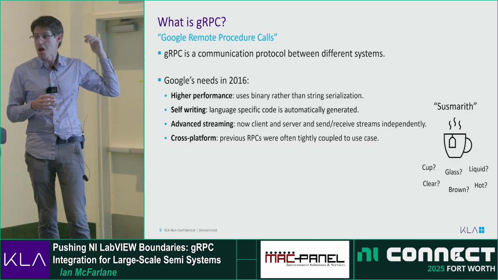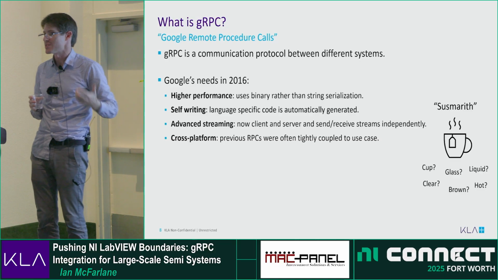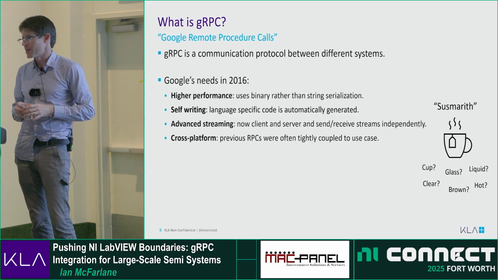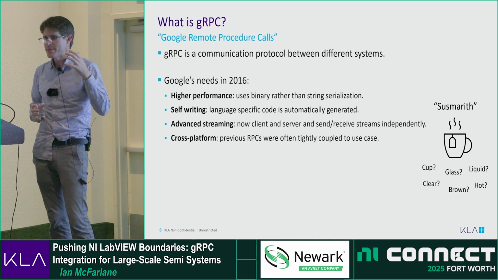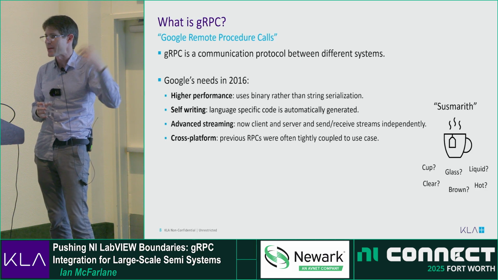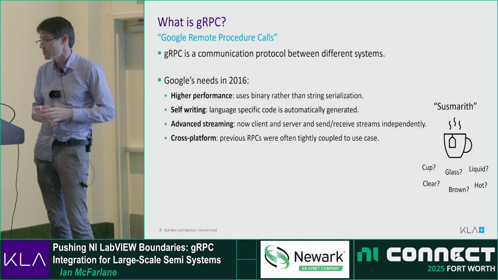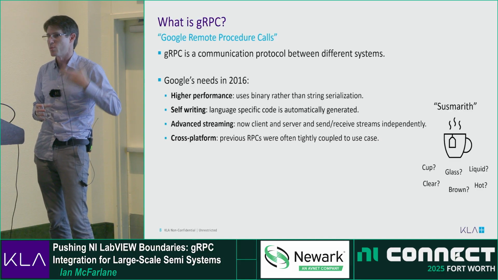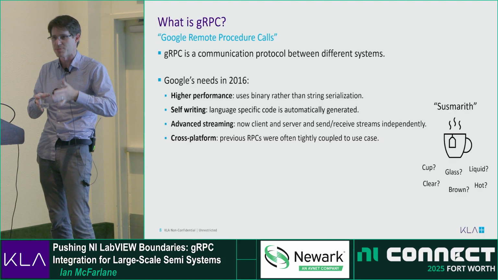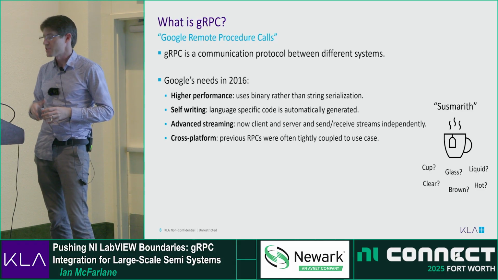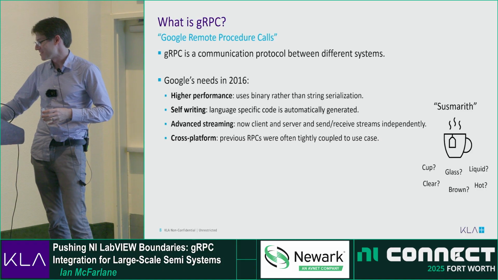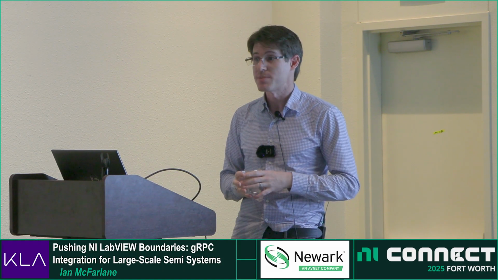They probably would have said, we need to be something that's high performance, that's very performant. So we know we're going to need to send binary information rather than strings. Just sending JSON isn't going to be good enough. We need to be self-writing. We need to be able to generate code automatically because our engineers have other things to do. And we need advanced streaming, and we need it to be cross-platform. We need to move away from things that are very tightly coupled to this particular use case. And there are some things that do something similar, but this is what, as far as we can tell, they were aiming for. But that might not be what's important to you.